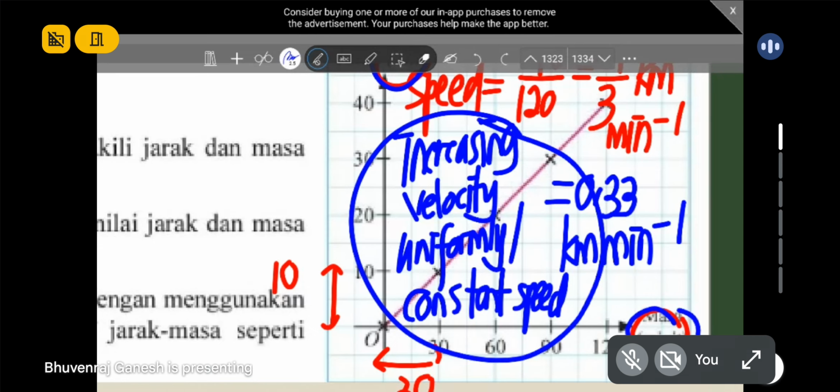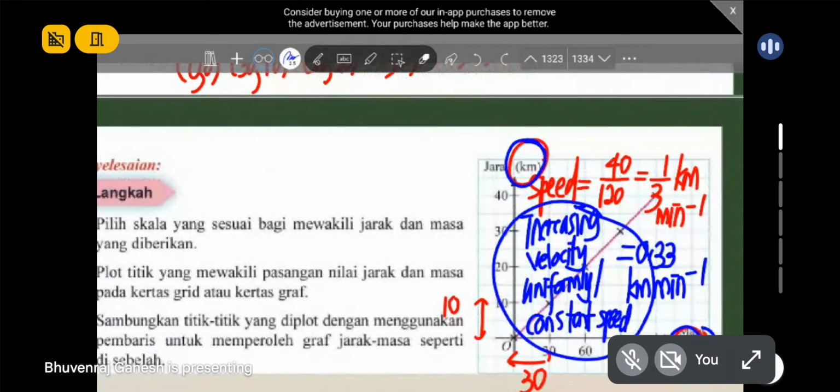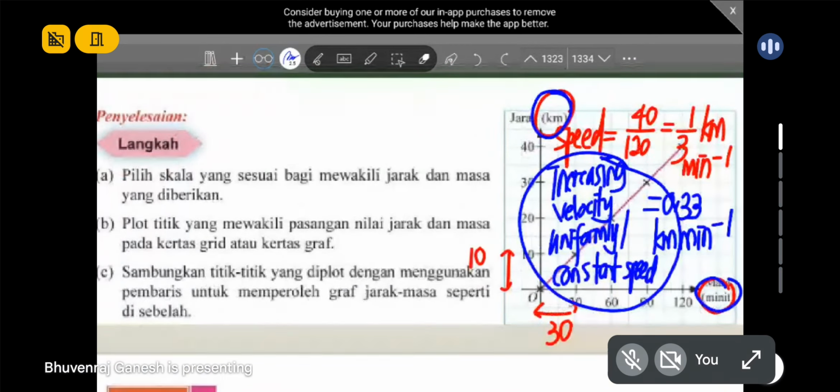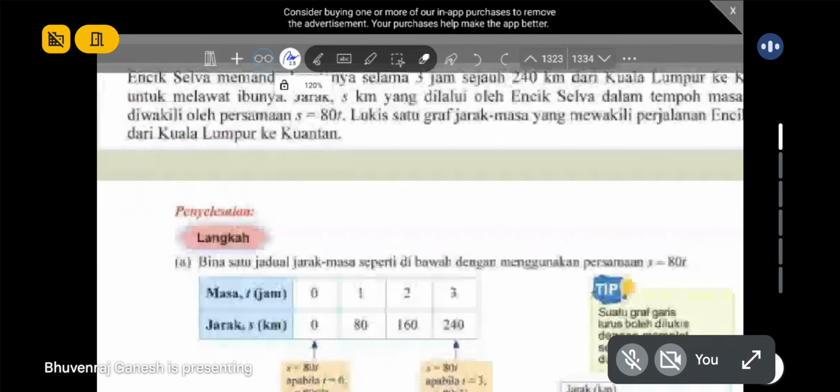So whenever you see a straight line graph, actually all the graphs in this chapter are straight lines, guys. No need to worry. Semua graf dia garis lurus. All right, you guys can see another example.